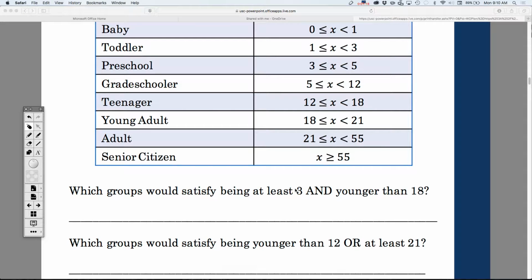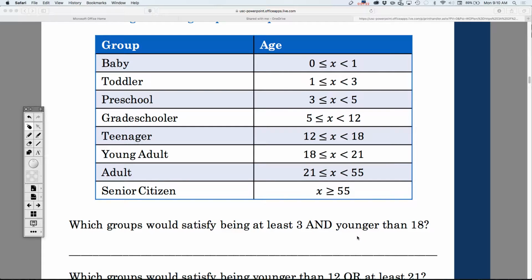Which groups would satisfy being at least 3 and younger than 18? So which group is between 3 and younger than 18? Would it be the baby? No. Would it be toddler?